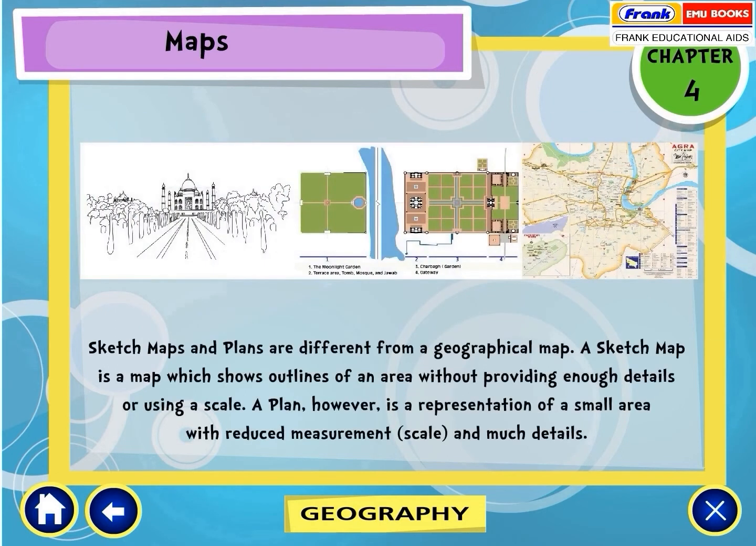Sketch maps and plans are different from a geographical map. A sketch map is a map which shows outlines of an area without providing enough details or using a scale. A plan, however, is a representation of a small area with reduced measurement, scale, and much details.